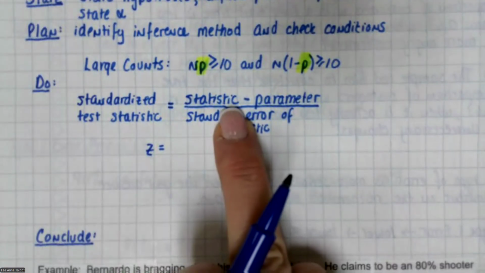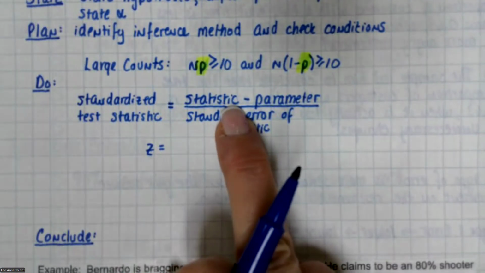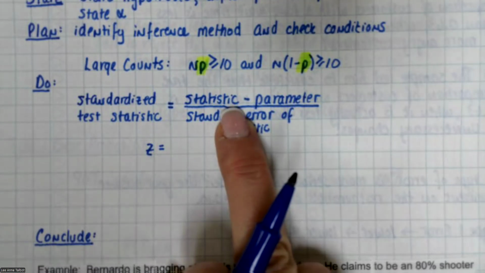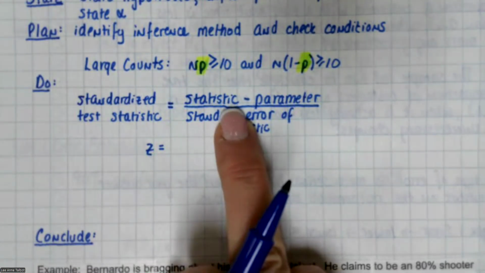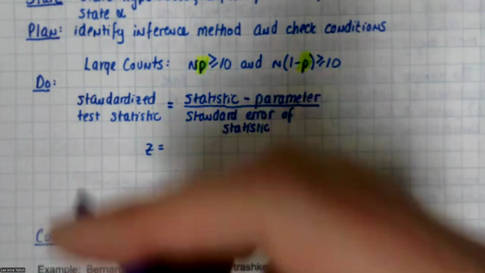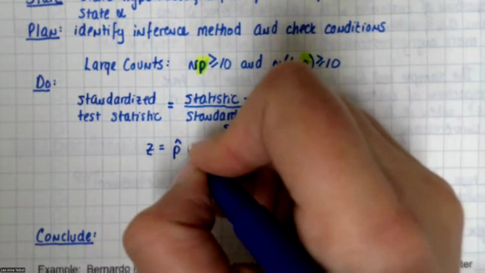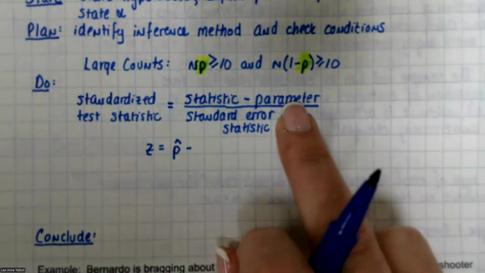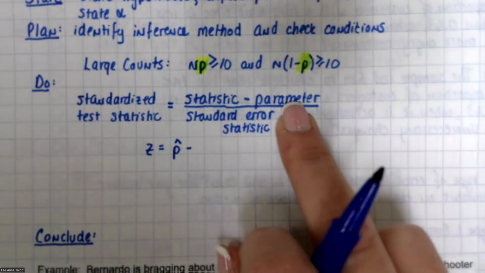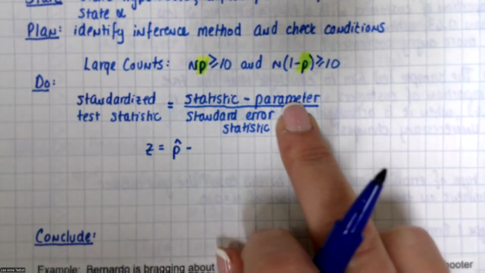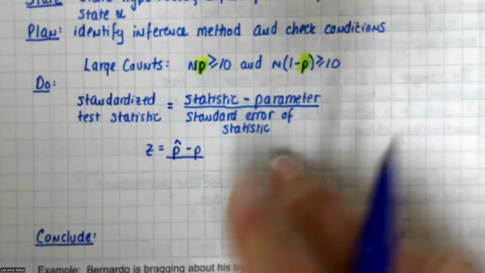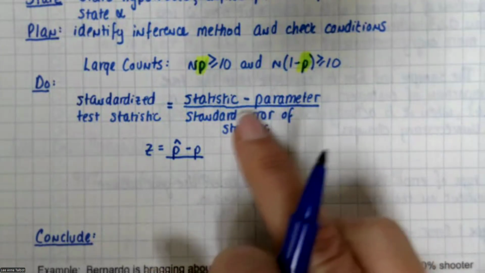Okay. Now, statistic comes from your sample. What's the symbol for sample proportion? P hat. Parameter comes from your population. What's the symbol for your population proportion? P. Do you guys see how I'm trying to get it so you can translate this off of your yellow sheet?